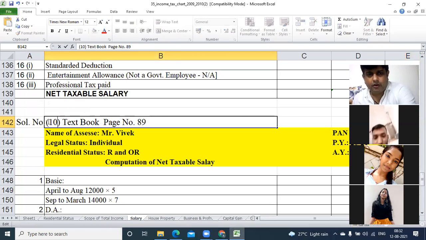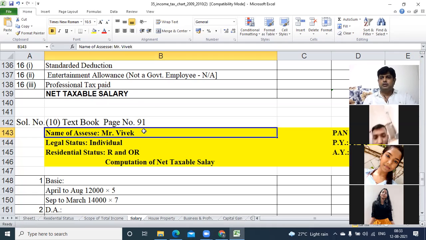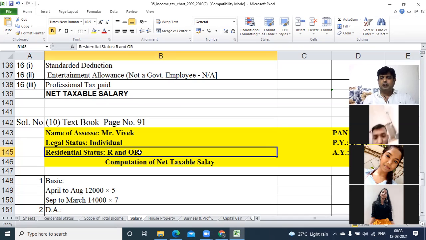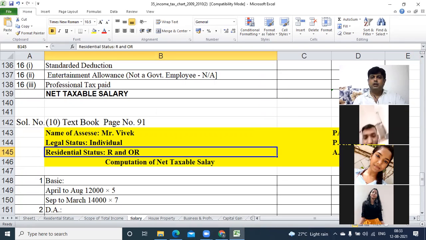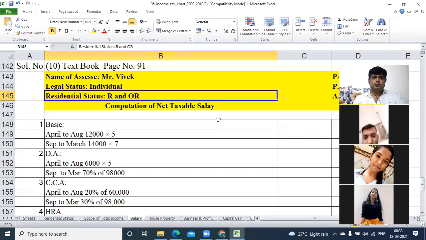I hope the format is ready with you all. I need not have to explain again and again. Name of the assessee is Mr. Vivek. Legal status as an individual. Residential status as RNOR by default. Previous year is 2021 and assessment year is 21-22. Is this clear? Till here, things are clear to you all. Now let us proceed further.